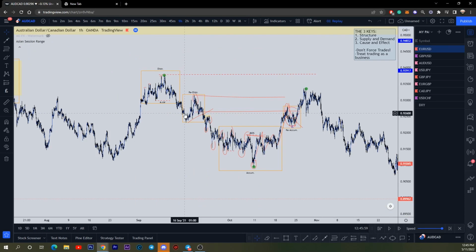You have to know the difference between weak and strong structure, right? You have to know the difference. This internal structure is the weak structure. This higher time frame, that is our strong structure.